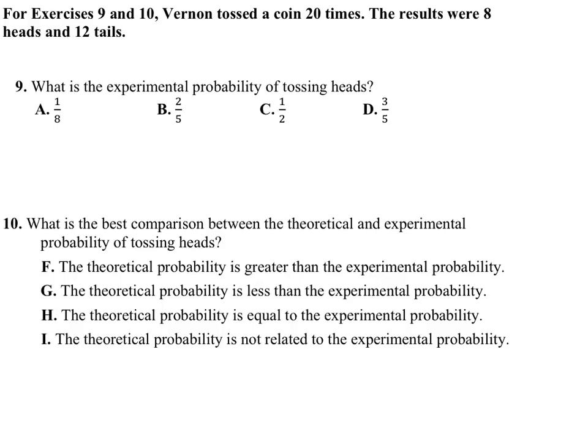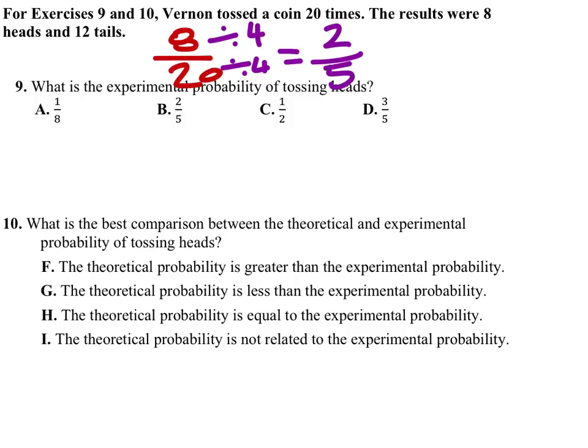Vernon tossed a coin 20 times. The results were 8 heads and 12 tails. So what's the experimental probability of tossing heads? Well, he did get 8 heads out of 20 tosses. So if we were to simplify these, we would divide both of these by 4, and that would give us 2/5, which is B.